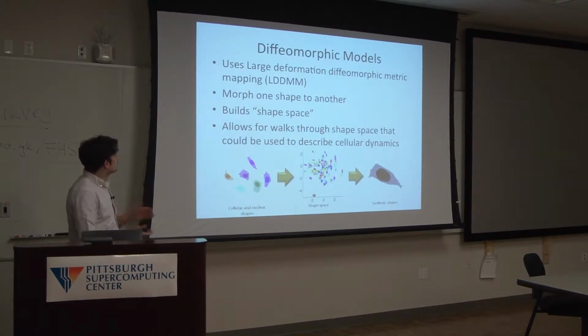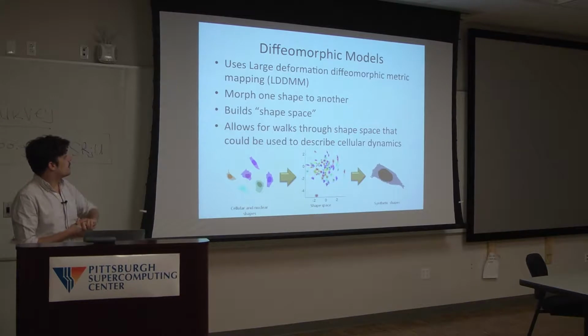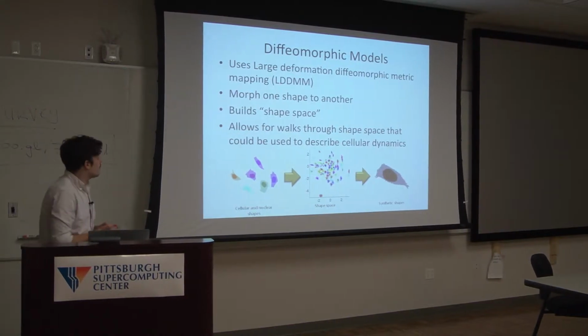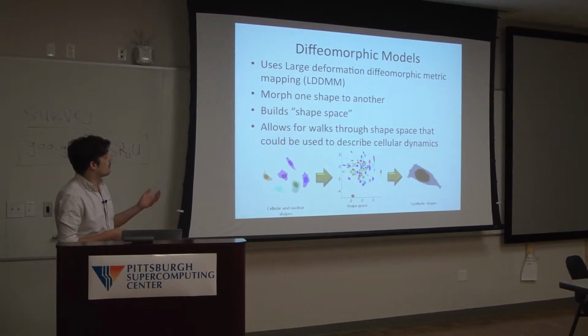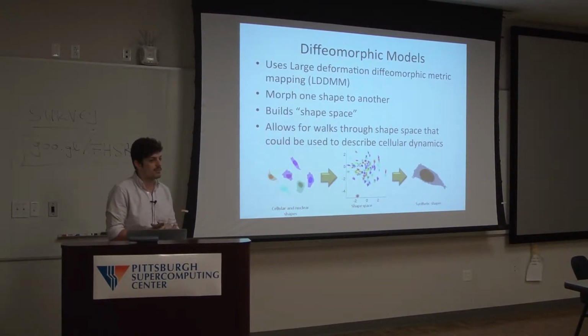What Bob went over, what we call a diffeomorphic model, uses a metric called large deformation diffeomorphic metric mapping. And this has a bunch of properties associated with it, which make it really, really good for our application of modeling cells and the joint distribution of compartments within those cells in a way that allows you to sample new instances that are topologically constrained, as you will see.